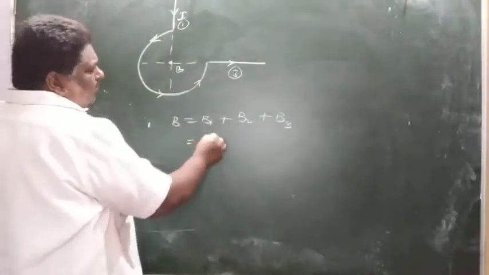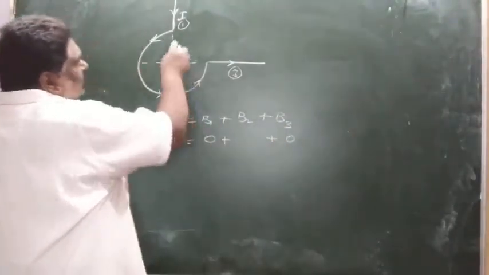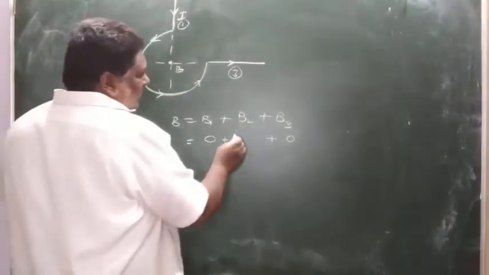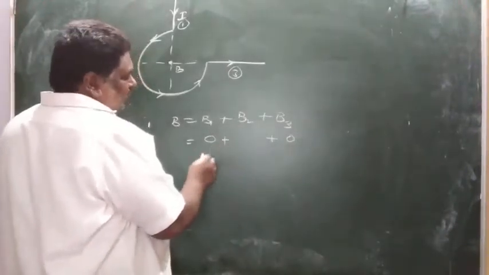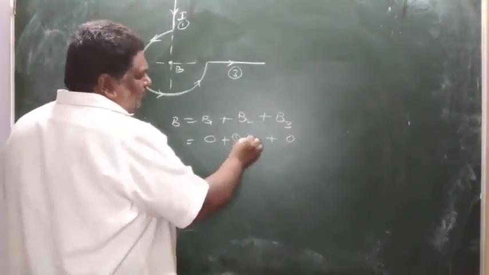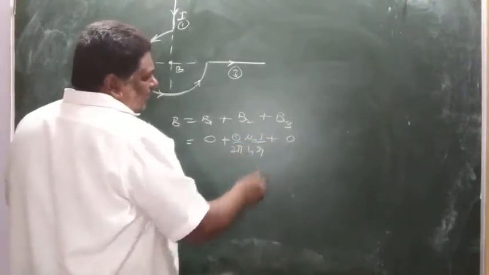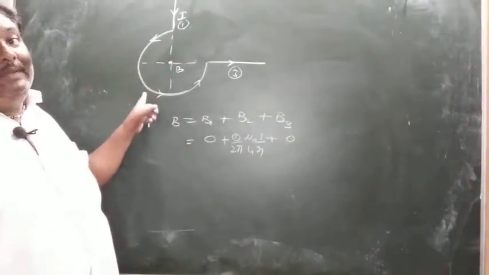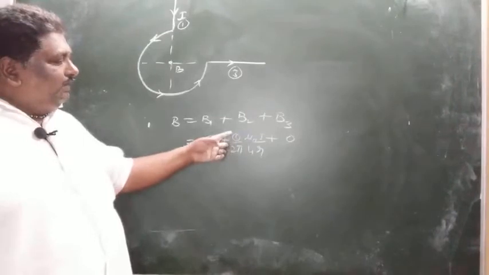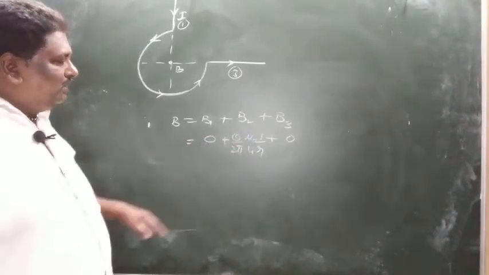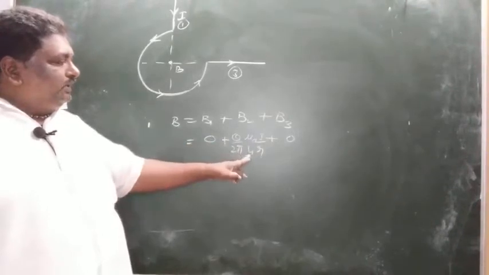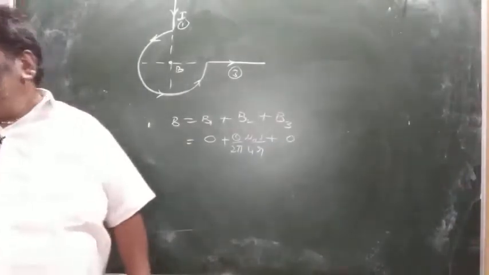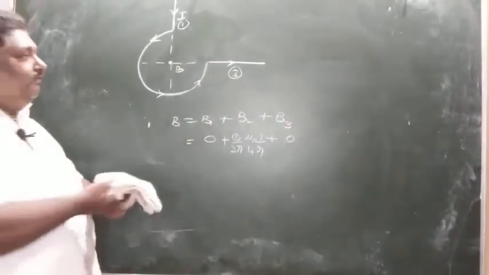B1 value 0, B3 value 0. It is a 3/4 of the circle. That's why it is theta by 2 pi into mu naught I by 4r. This is the formula. So here theta means how much? Theta value is 3 pi by 2. Substituting, pi gets cancelled. So 2 2's are 4, 4 4's are 16. Mu naught I by 16r is the answer. Like this, many shapes you can draw and find.